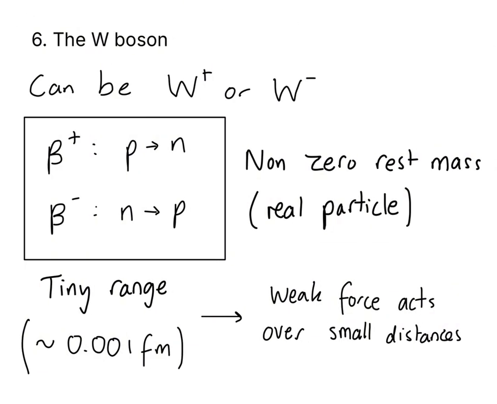A final important note on the W boson. It comes in two versions, W plus and W minus, and that's because the two beta decays go in opposite directions. Beta plus turns a proton into a neutron, and beta minus turns a neutron into a proton. Both are weak force processes, but unlike the photon, the W boson has a non-zero rest mass, so it's a proper massive particle. Its range is absolutely tiny, around 1,000th of a femtometer, which is why the weak force acts over such minuscule distances.